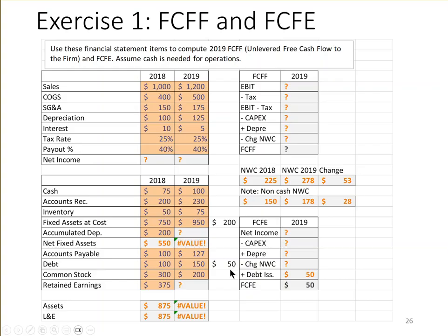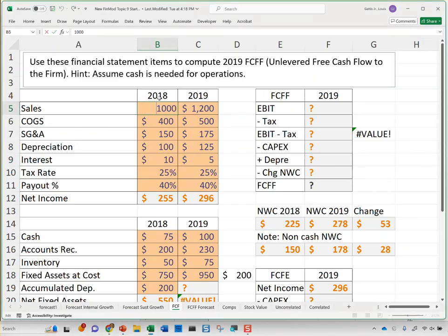We're going to jump to Excel. And what you see is 2019 balance sheet and income statement, 2018 balance sheet and income statement, and we're going to calculate FCFF and FCFE for 2019. We'll start with EBIT. You can actually see here, I've already calculated net income for you. So net income in 2018 is sales minus COGS minus depreciation minus interest times 1 minus the tax rate. And the same here. So that was our net income. This company is generating $296 in net income in 2019.